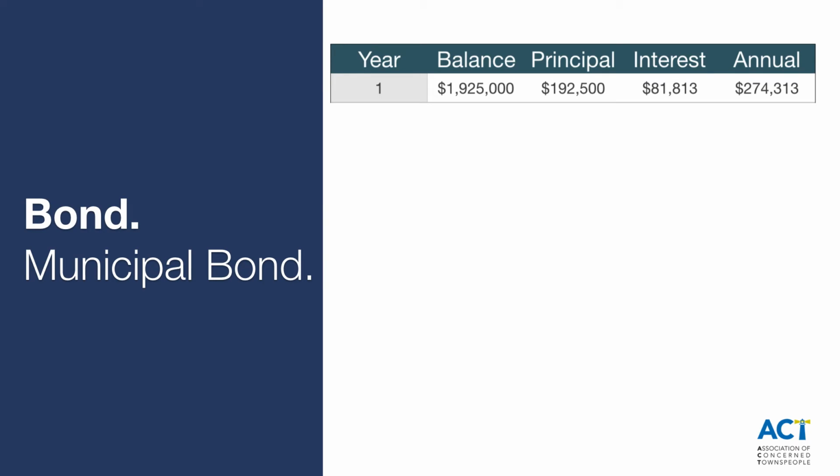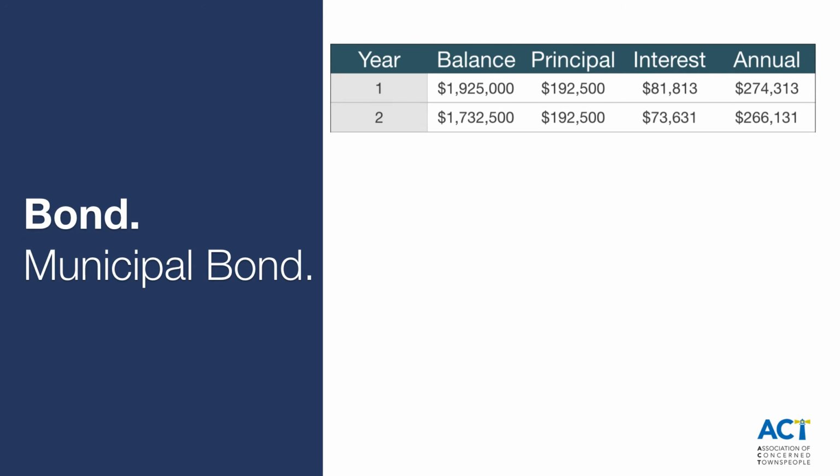Additionally, with any loan, you must pay interest to the bank. In this example, the town is being charged 4.25% interest. The annual interest payment is calculated by multiplying the amount that is still owed on the bond, in the balance column, by the interest rate. Add the annual principal and interest payments together, and you will have the total annual payment.